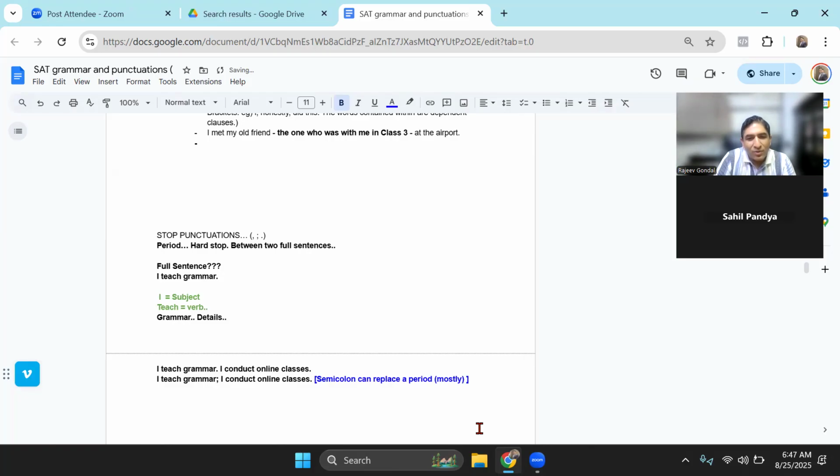So basically, the rules are the same. If you want to use a semicolon, again, they should be independent clauses or full sentences, right? So semicolon is also used to separate independent clauses or sentences, right? So technically, everywhere you put a full stop, you can pretty much put a semicolon as well.